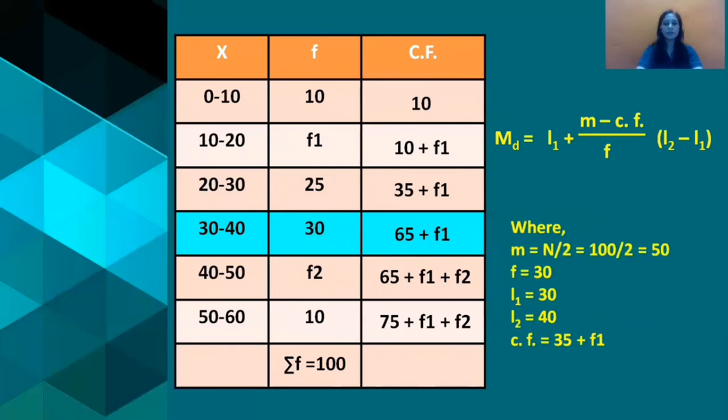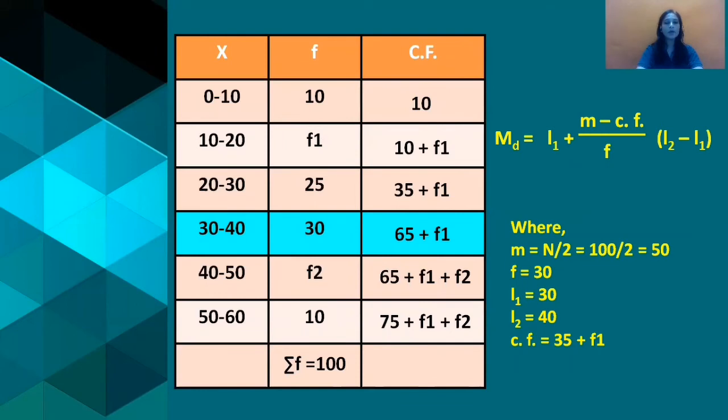So you can see the value of the notations I have shown you here, that is M equals N by 2, which is 100 by 2, that is 50. F is the frequency of the median class, which is 30. L1 is the lower limit of the median class, it is 30, and L2 is the upper limit of the median class, it is 40. And CF is the cumulative frequency preceding the median class. So it is 35 plus F1.